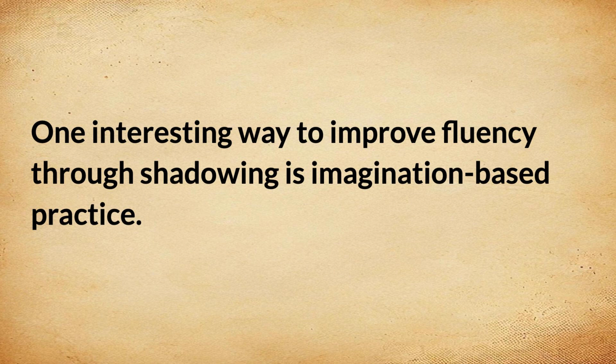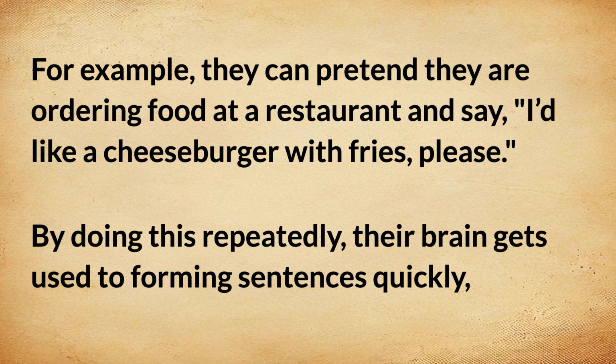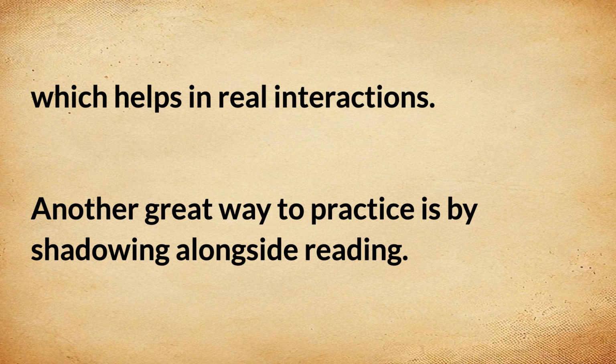One interesting way to improve fluency through shadowing is imagination-based practice. Learners can imagine themselves in different real-life situations and repeat useful sentences related to those situations. For example, they can pretend they are ordering food at a restaurant and say, "I'd like a cheeseburger with fries, please." By doing this repeatedly, their brain gets used to forming sentences quickly, which helps in real interactions.